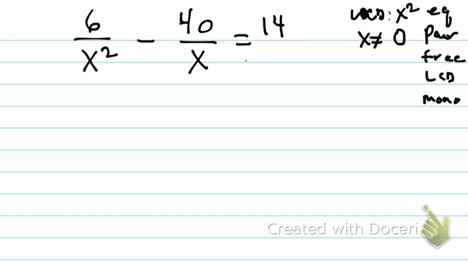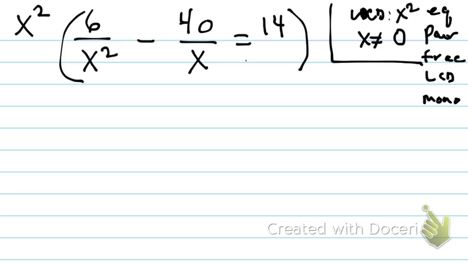0. It doesn't matter. If it was 4x squared, if it was 5x to the 5th, who cares? Every monomial gives you x can't be what? 0. Good. Now that I know what the LCD is and what x can't be, I'm going to go over here and multiply by the LCD to find out what x can be.